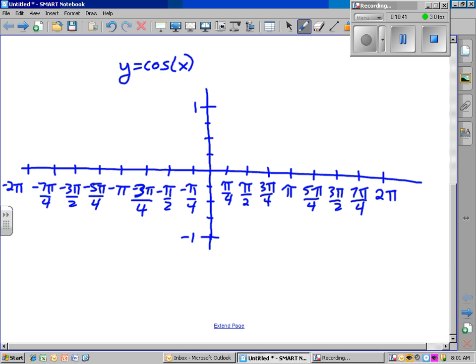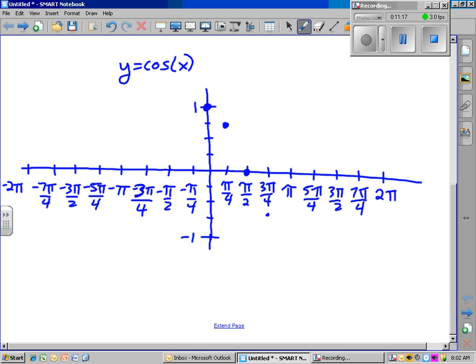Now, the only difference between sine and cosine is where it starts. It's the same 30, 60, 90. I'm sorry, same 45. So it's going to be 0.7, 1, and 0. Cosine starts at 1. So cosine of 45 is about 0.7. Cosine of 90, or pi over 2, is 0.